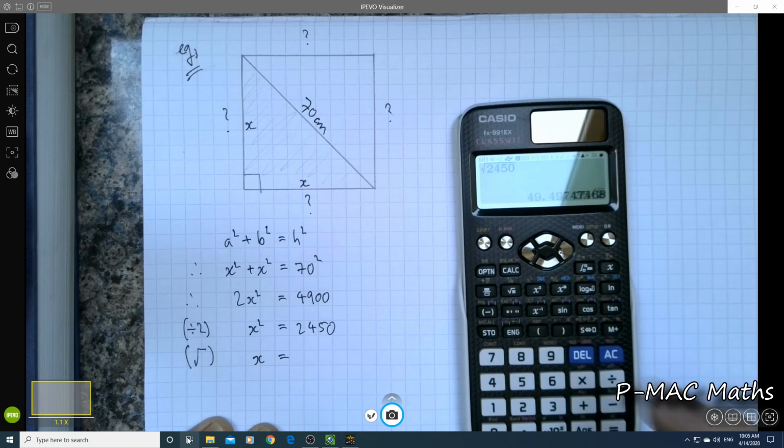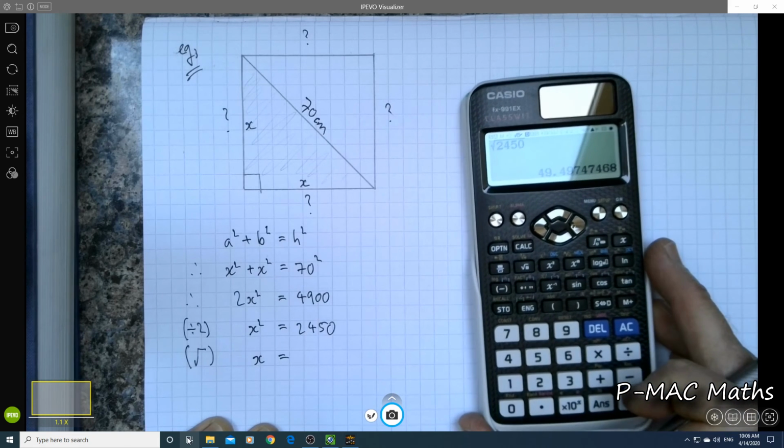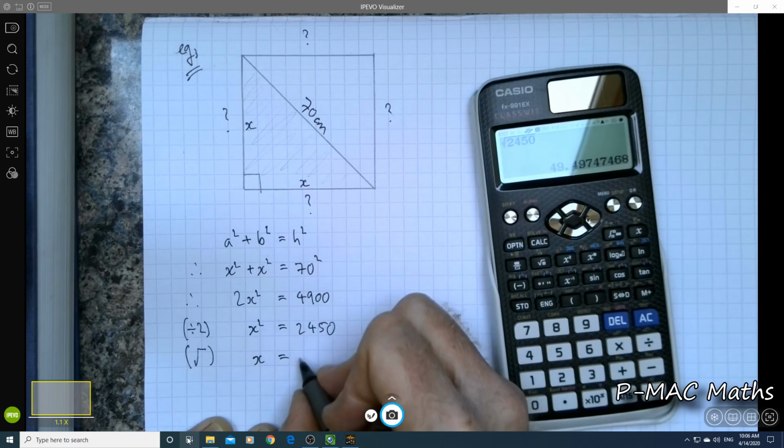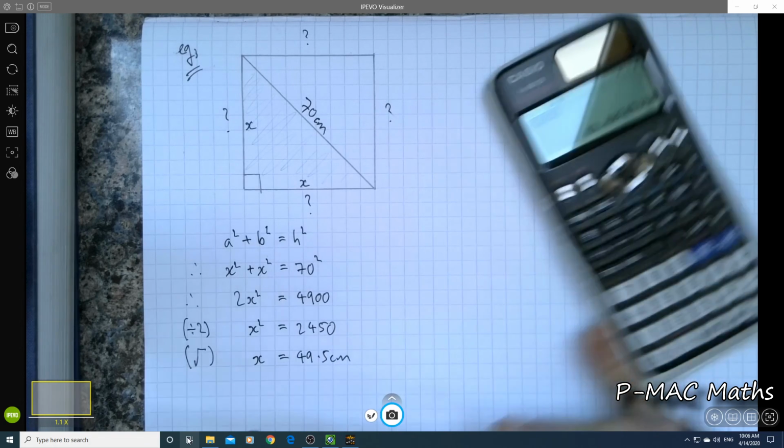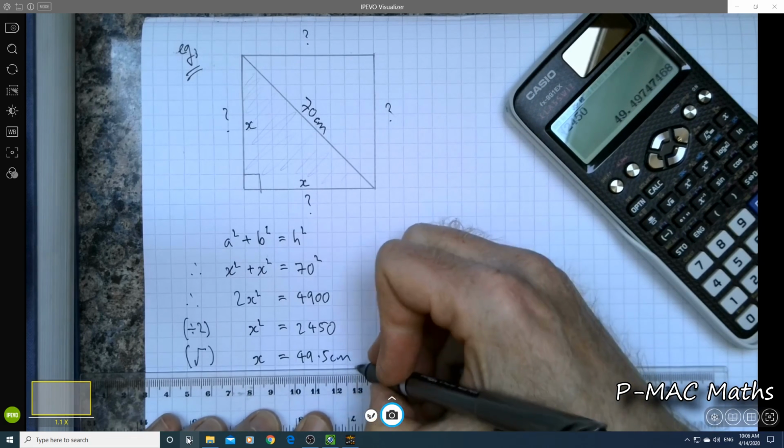the square root of 2,450, push that button, 49.497, so 49.5 centimetres. Underline my answer.